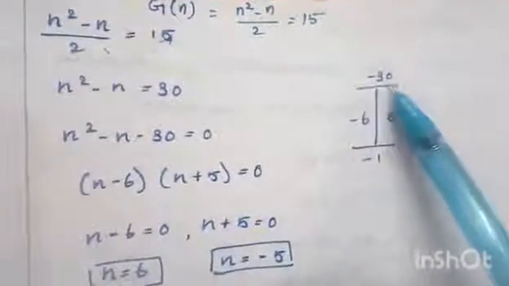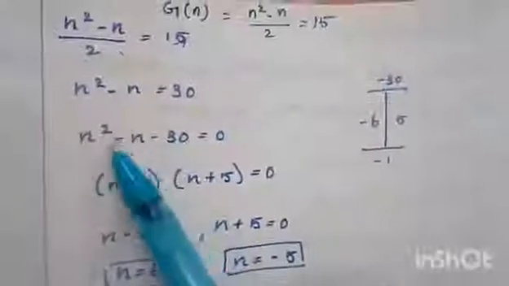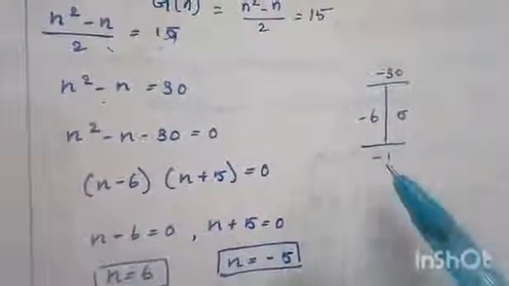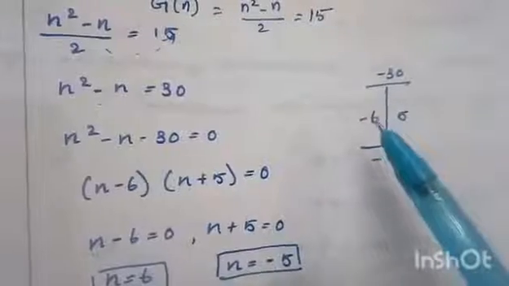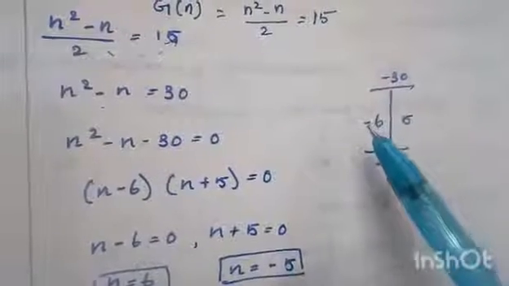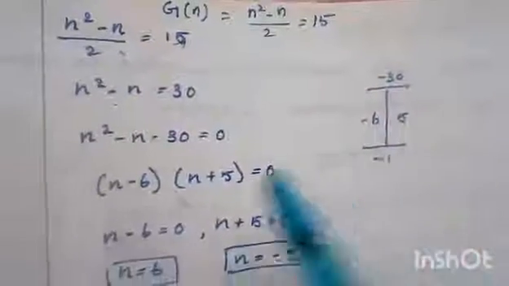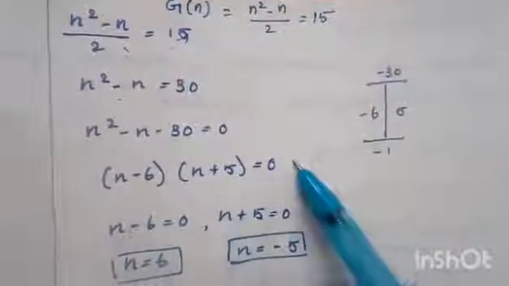So the product value is minus 30, sum value is minus 1. 6 5s are 30, satisfies. We need minus 1 for the sum, so give the greater number a minus sign. Now check: minus 6 plus 5, adding these two we get minus 1. So n minus 6 into n plus 5 equal to 0.